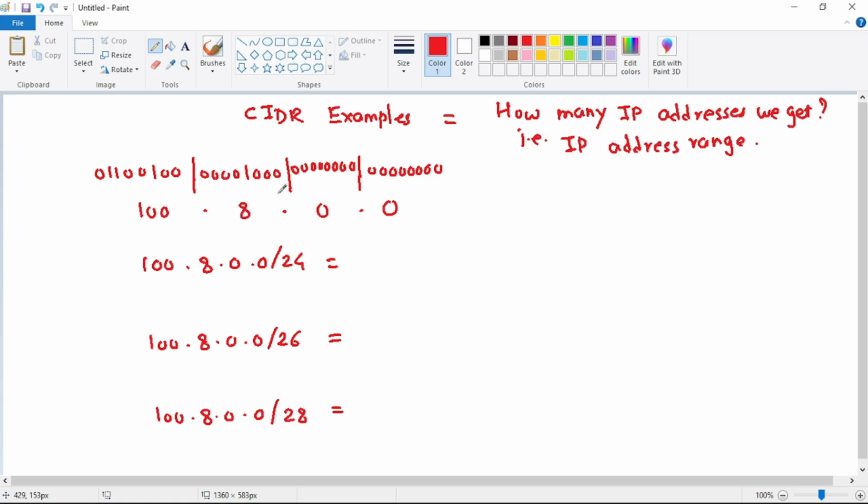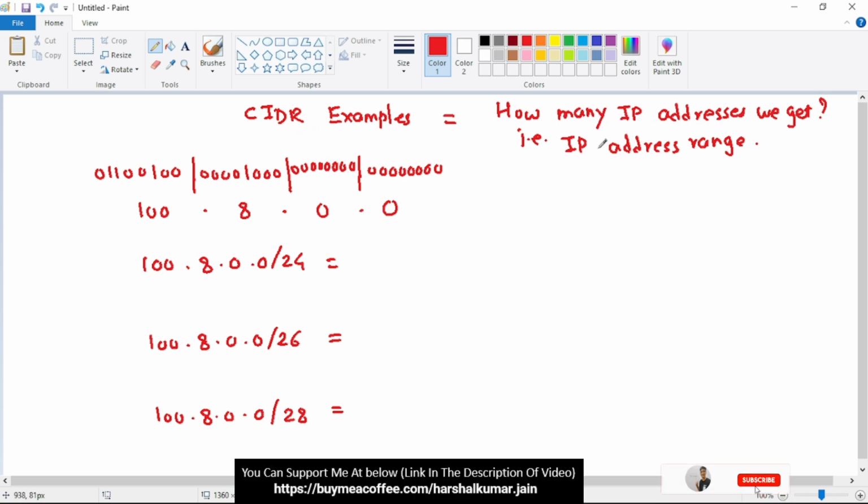Hello guys, in this video let's try to understand CIDR notation with examples. I was not sure whether I should create this video, but I thought of creating it so that we have a clear understanding of CIDR notation. Using CIDR notation we can decide how many IP addresses we get, that is the IP address range.